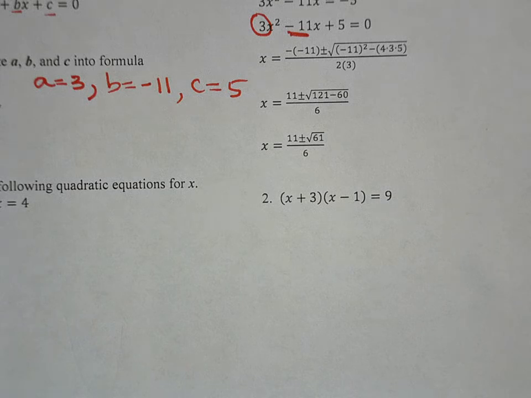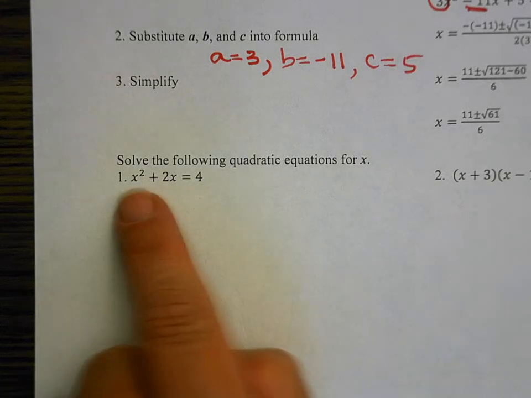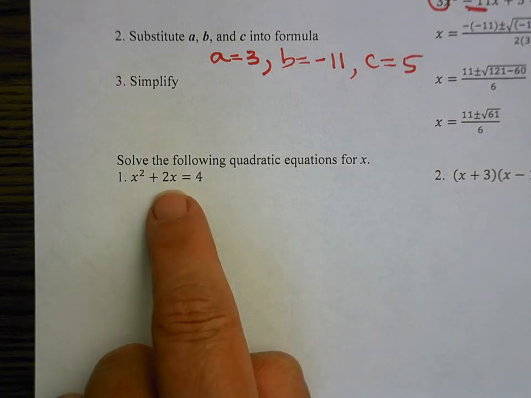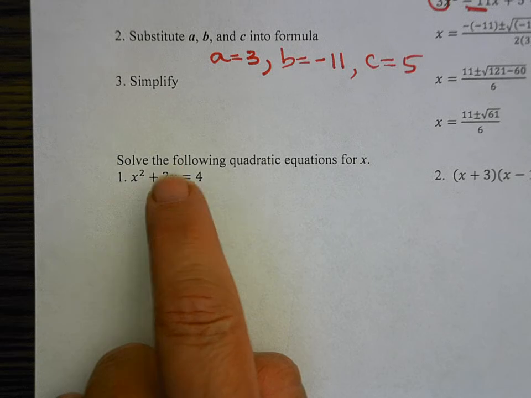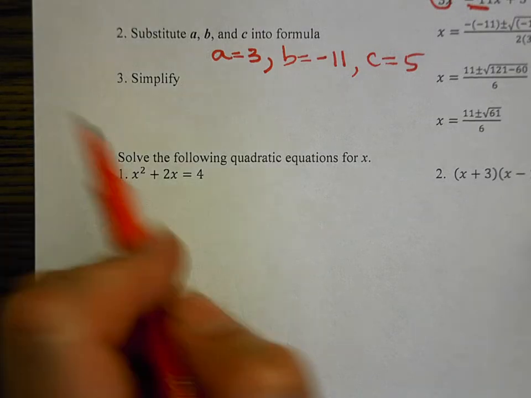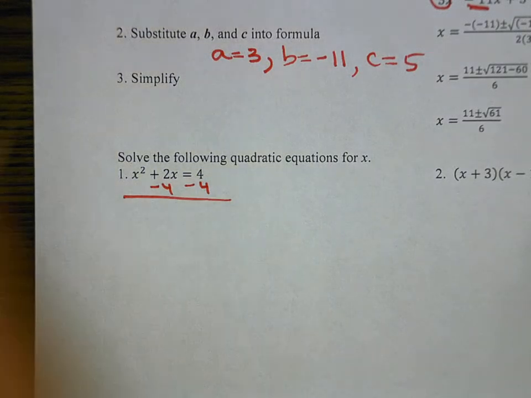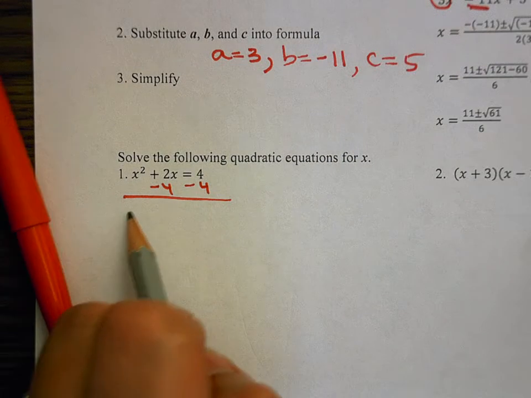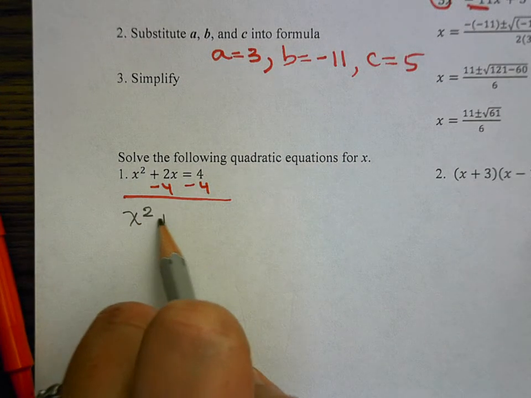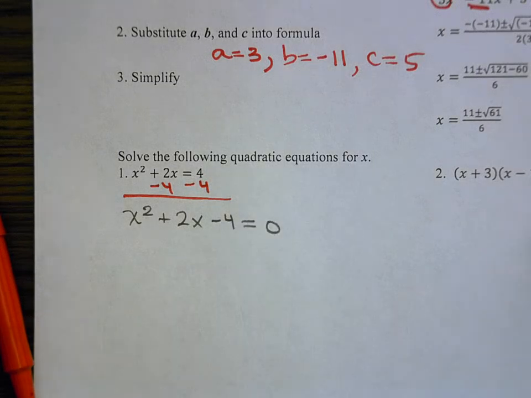All right, so let's go ahead and take a look at a few of these problems. So for question number 1, because I have more than one x, I will not be solving by square rooting, right? So I have to set it equal to 0. So I have more than one x, so it has to be equal to 0. So I'm going to subtract 4 from both sides. And then I can try to factor this.